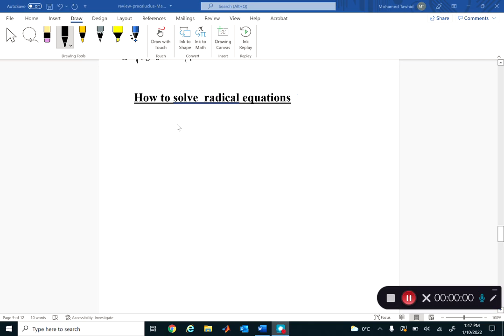Hi everyone again. In this video I'm going to explain how to solve a radical equation. The best way to explain is by example. If I have one example here, how do we solve a radical equation, and what is radical here? If you have a square root like this, you have the square root of x squared plus 33 minus x equals 3.